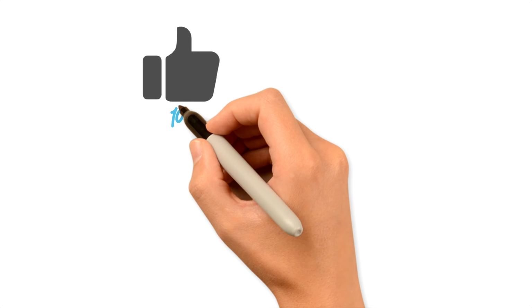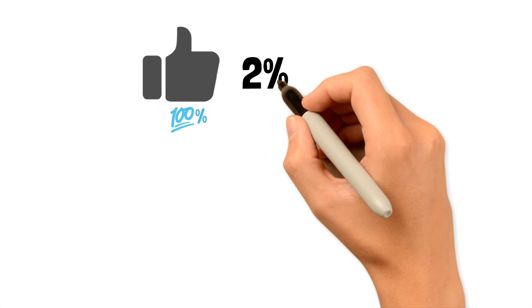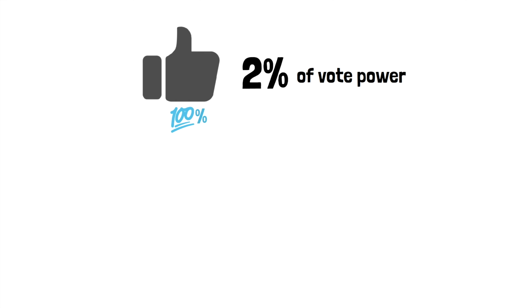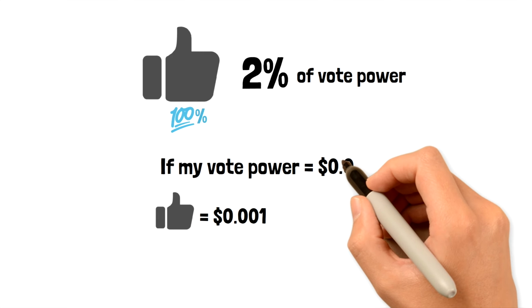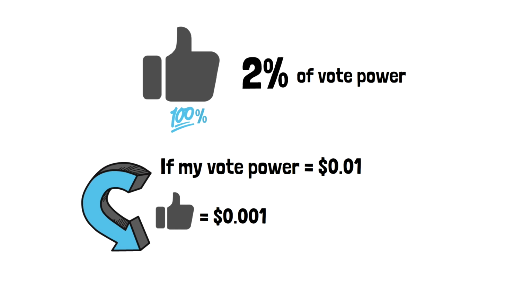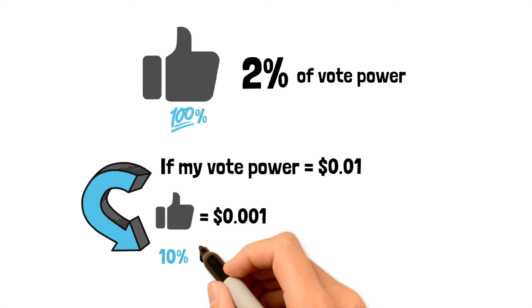When I give a full upvote, I only use 2% of my vote power. To give a tiny upvote, worth 0.1 cent with my vote power of 1 cent, I just need to use 10% of a full upvote.